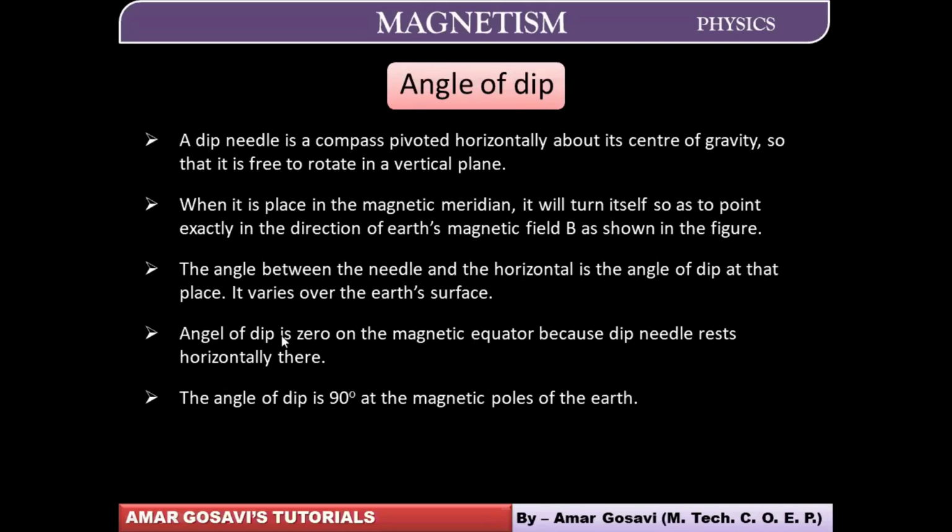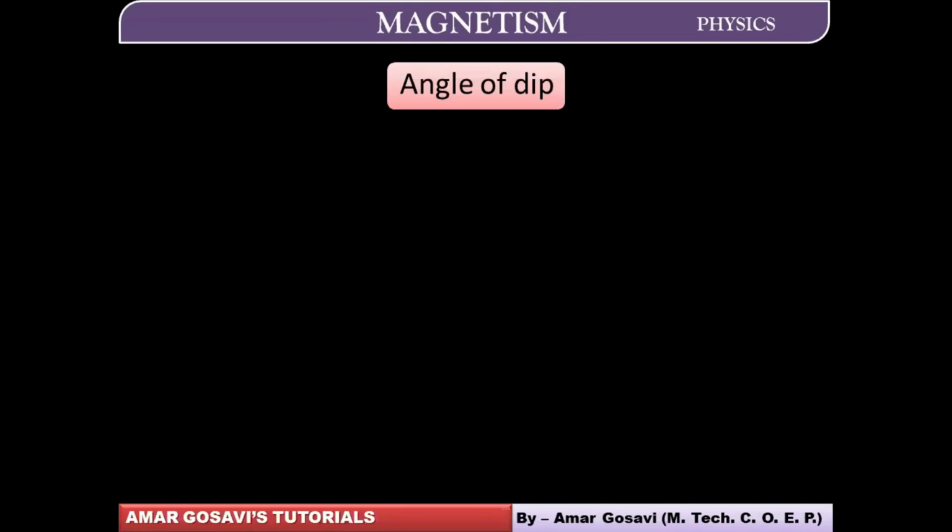So remember one thing, angle of dip at the equator will be 0, and the same angle of dip becomes 90 at the north pole. And between 0 and 90, that means between the equator and the pole, the value of the angle of dip will vary between 0 and 90. So here you can see at other places, its value will lie between 0 degrees and 90 degrees.